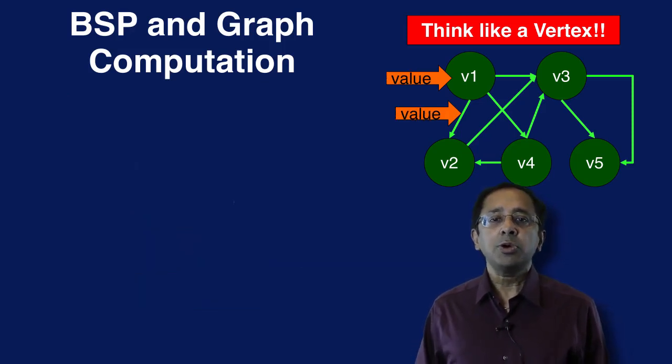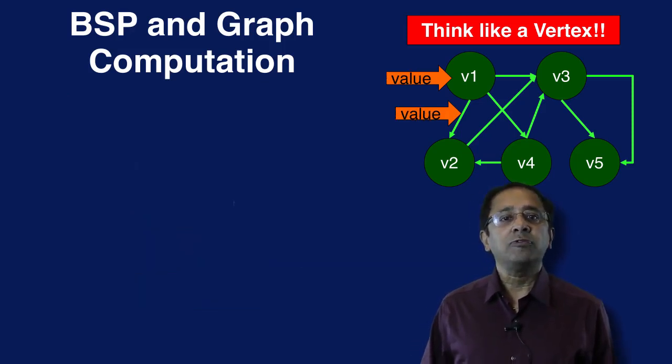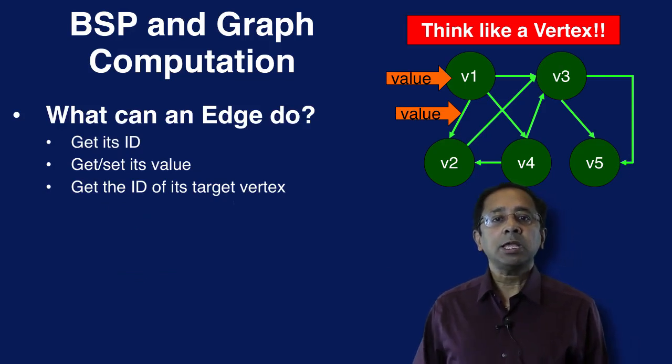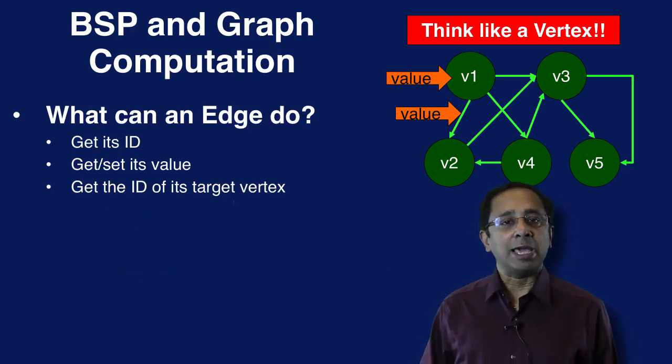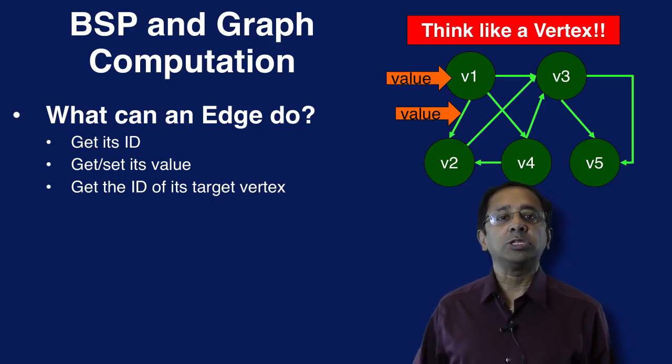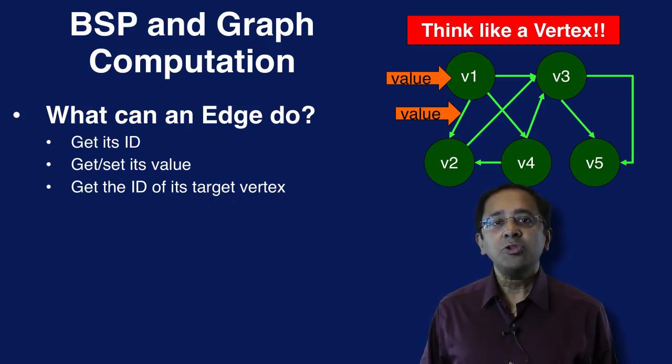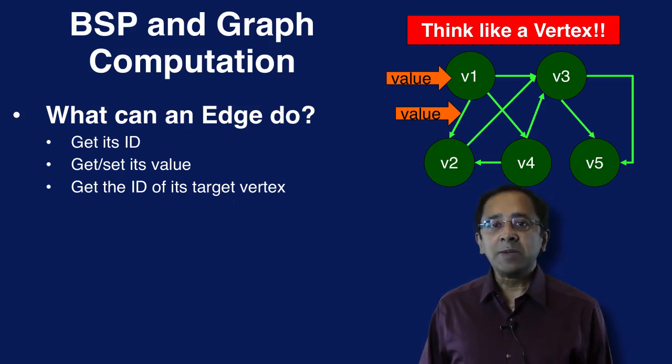Now, in comparison to a vertex, an edge can do far less. It can get its own ID if the system allows edge IDs. It can set and retrieve its own value, and it can get the ID of the node it's pointing to. That's it. Now, we still have not defined how to think like a vertex. That's what we will do next, using an example that we have seen several times before.